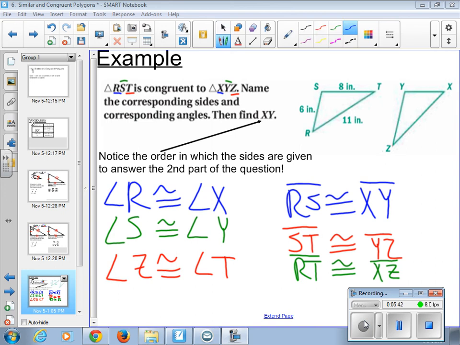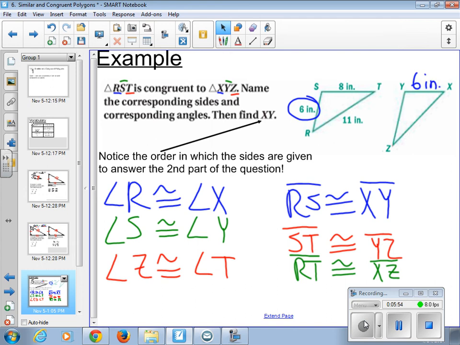Now since XY matches up with RS, we look for RS. We see the length there is 6 inches. Since they're congruent, that means that XY is 6 inches. Again, don't look just for the position of the triangle, because they can be turned any way you want. Look for the way the letters are written out.